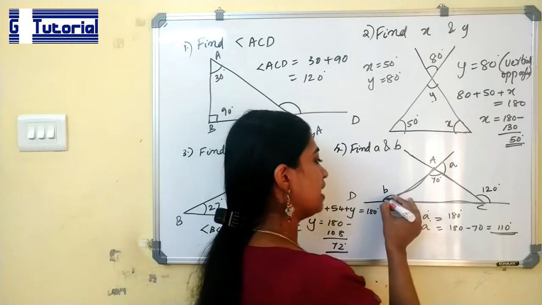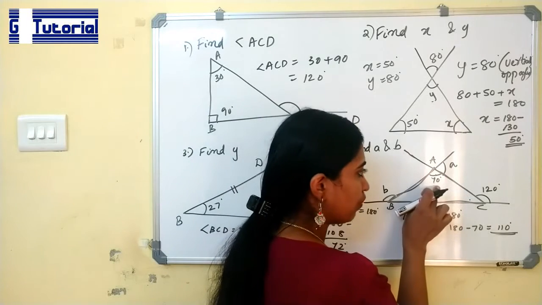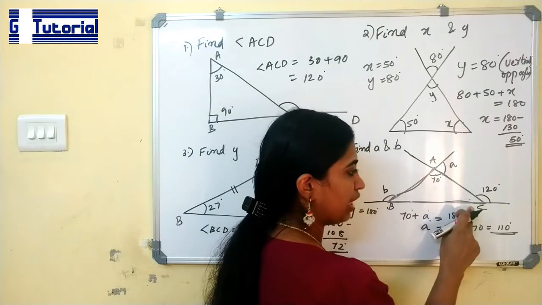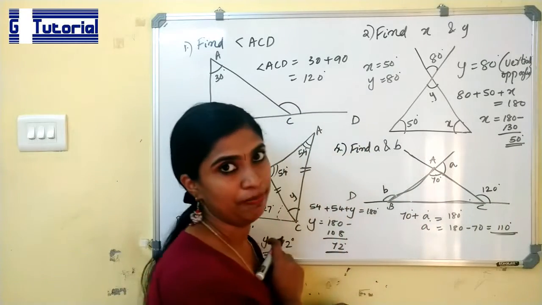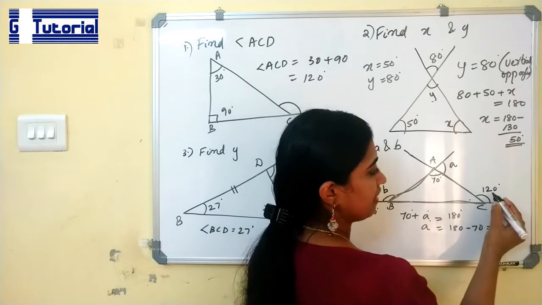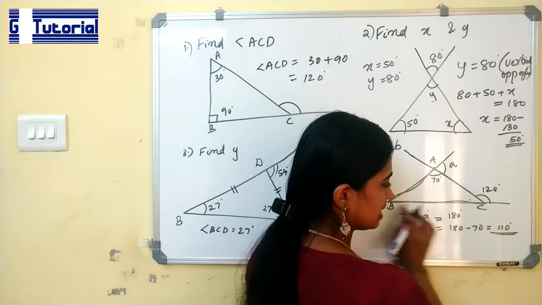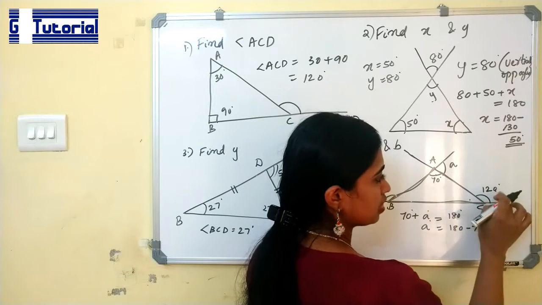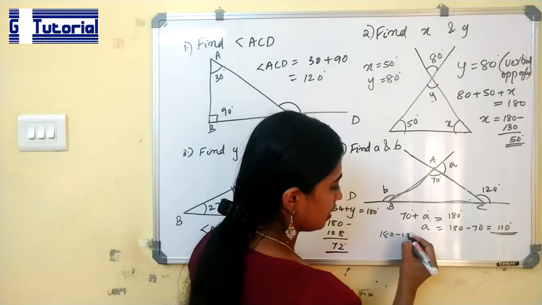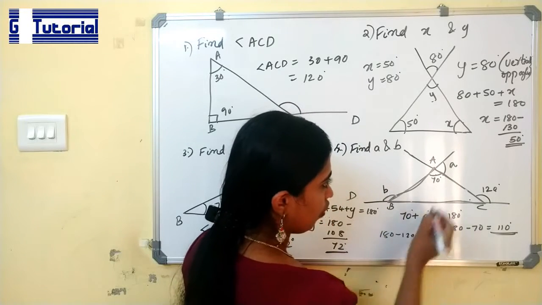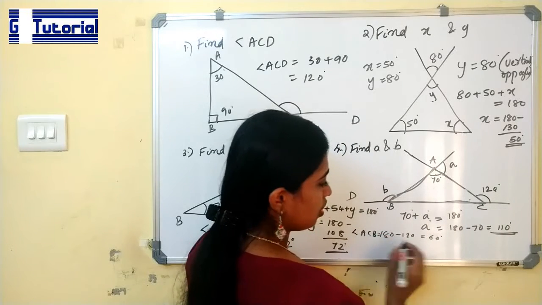So, this angle B is a sum of interior opposite angles. I know the value of angle A, but I don't know the value of angle C. If I find that, then the sum gives the value of angle B. It is given that this is 120 degree. The total angle is 180 degree since this is a straight line. So, 180 minus 120 is 60 degree. So, the value of angle ACB is 60 degree.